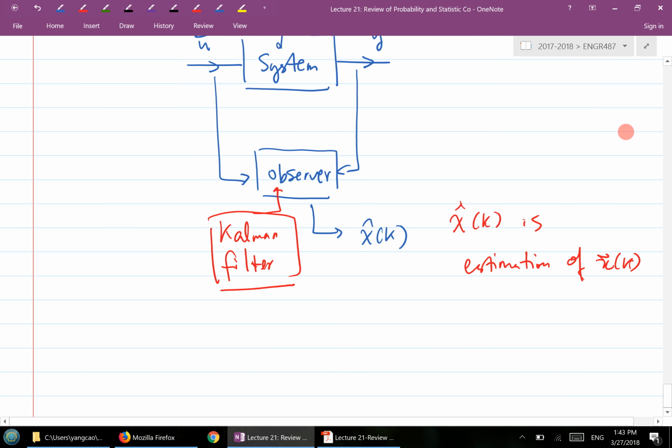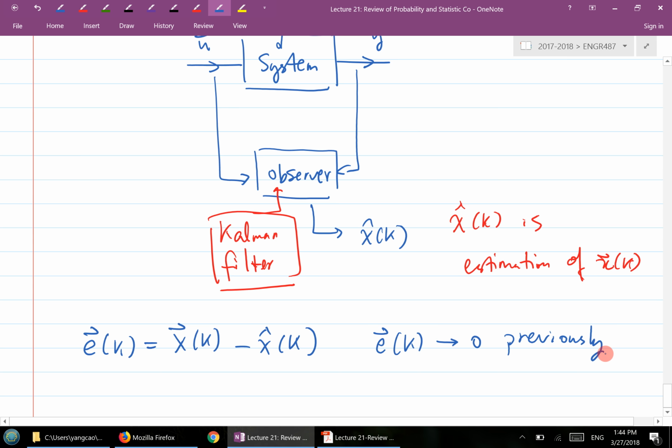Now, if you recall, I can define the error dynamics. I can define the error of estimation as this. That's the error of estimation, isn't it? What was the objective in the previous lecture for observer design? When you design an observer, you want the error to go to zero. So previously, you want this to go to zero here.